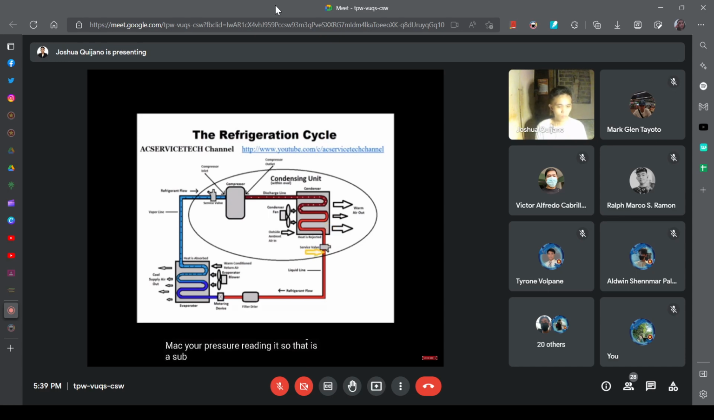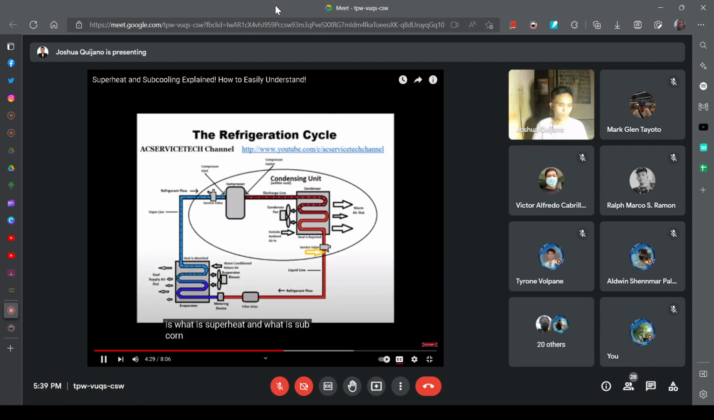So that is subcooling. Subcooling is the temperature decrease in liquid form in the condenser coil. All right, we measure it at the service valve. I just wanted to simplify that for your thought process when trying to memorize what is superheat and what is subcooling.